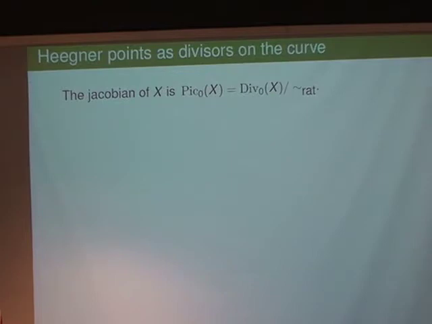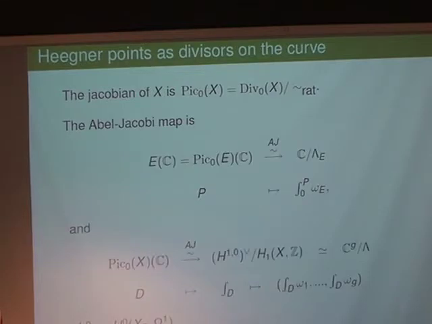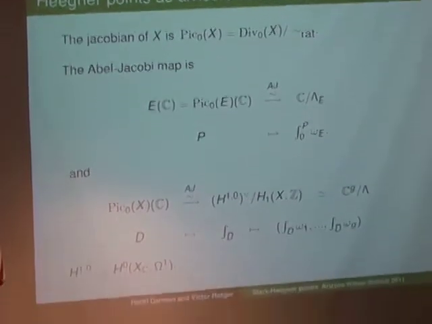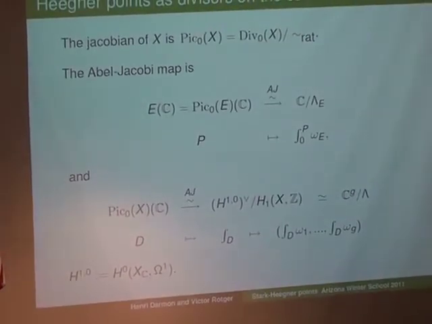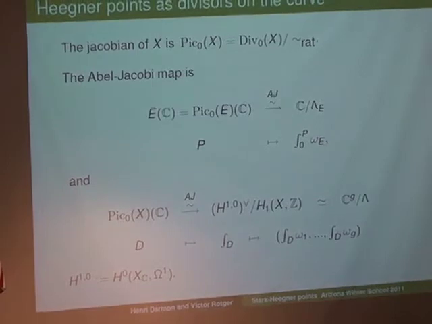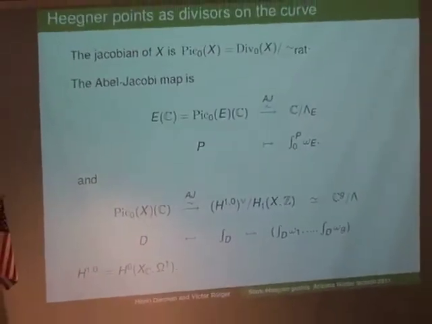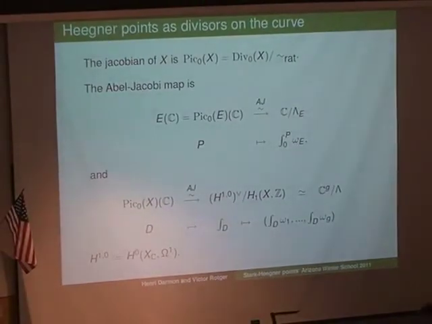So the Jacobian of X, your modular curve or any curve, is the degree 0 divisors up to rational equivalence. And here you have what people call the Abel-Jacobi map, which in this case is an isomorphism, which maps the set of points of your elliptic curve to the lattice. This is what we saw before. And explicitly, this is also what I wrote before, it takes any point P to the integral of the invariant differential on the elliptic curve, integrating it from 0 to P.